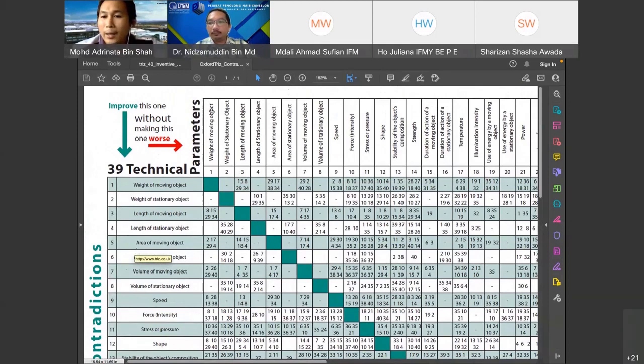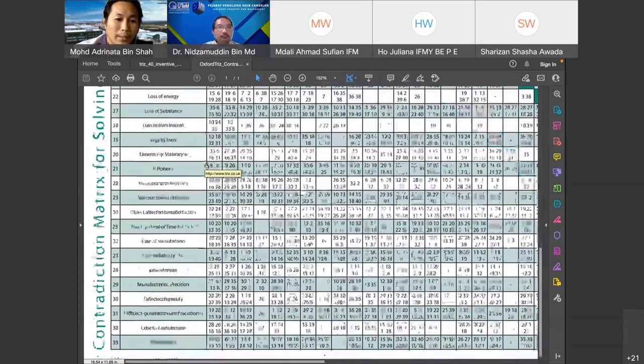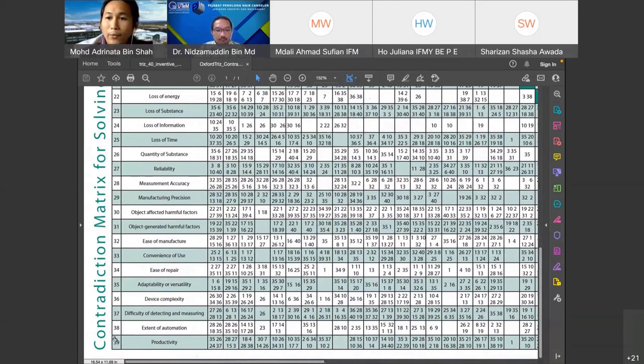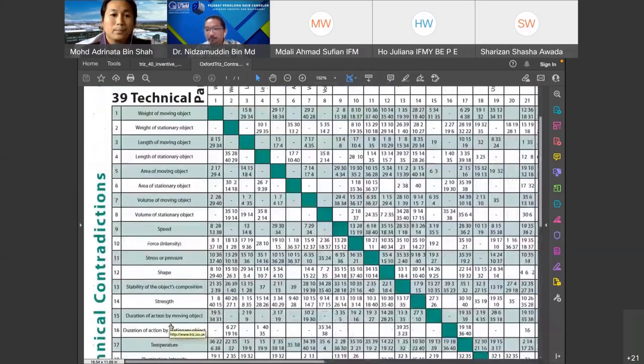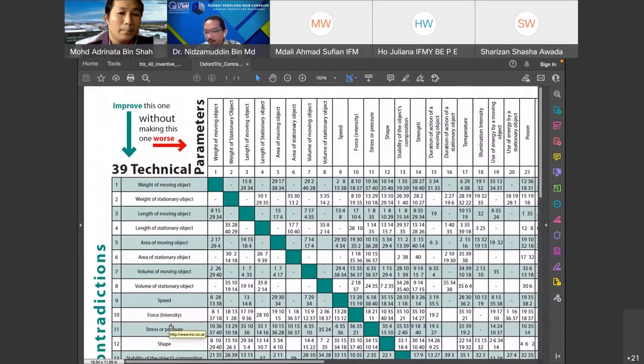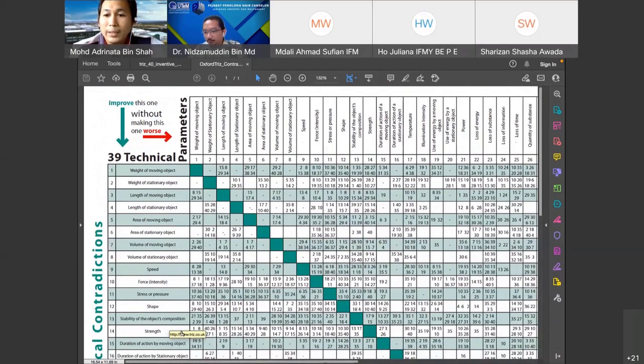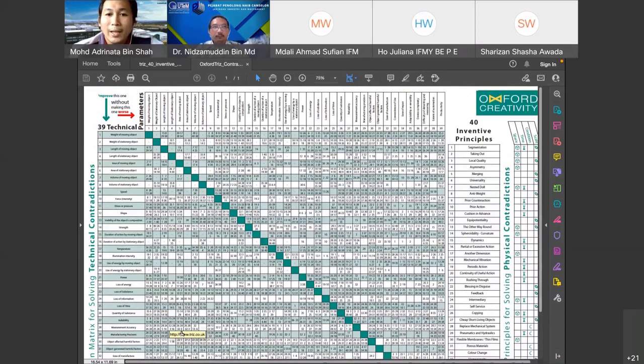The table header is also weight of moving object, number one. So the difference is that going down by row is the improving parameter, and going to the right by column is the worsening parameter. In total, we have 39 parameters, from weight of moving object until productivity. This is the contradiction matrix that we need to have.